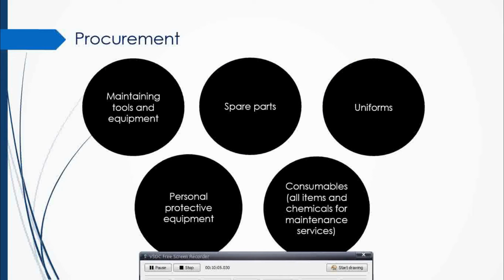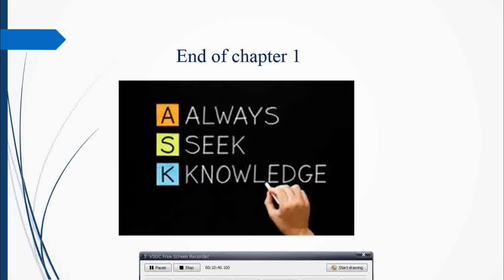In the procurement, it details out the maintaining tools and equipment, spare parts, uniforms, personal protective equipment, consumables, all items and chemicals for maintenance services. These are under purchasing. So those are the things that fall under the category of procurements. I think this one is quite easy to understand. Yeah? Right. That's it for the non-clinical services offered in Malaysia. This chapter is ended.